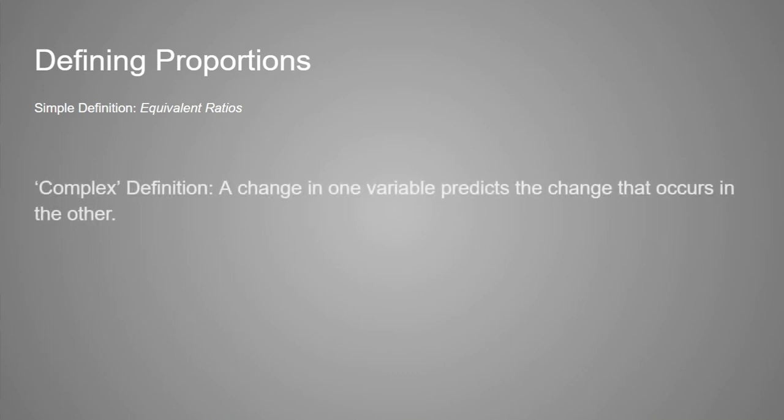Before we end the video, earlier we said that defining proportions could be thought of as equivalent ratios. But I want to look at another way that we could define this. And that is a proportion is a change in one variable that predicts the change in another. So you could think of this as our complex definition. We are looking at something similar, but in a different way. So let's explore what this means.